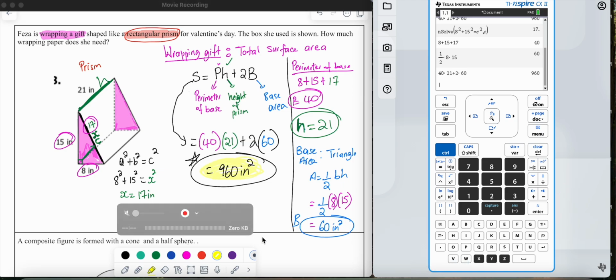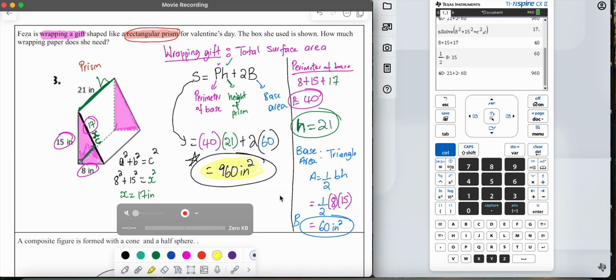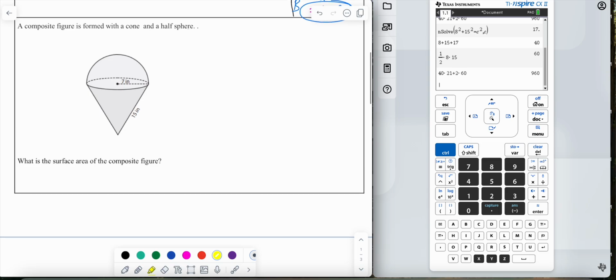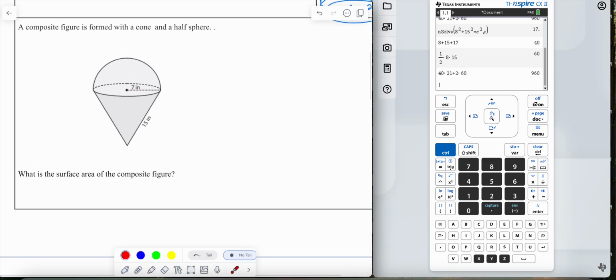All right, let's go to another problem. It says a composite figure is shown with a cone and a half sphere. What is the surface area of the composite figure? Notice that we have two shapes put together to make one. There is a cone. The cone is going to be down here. It looks like an ice cream cone. So this is the cone part. And there is a half sphere up here.